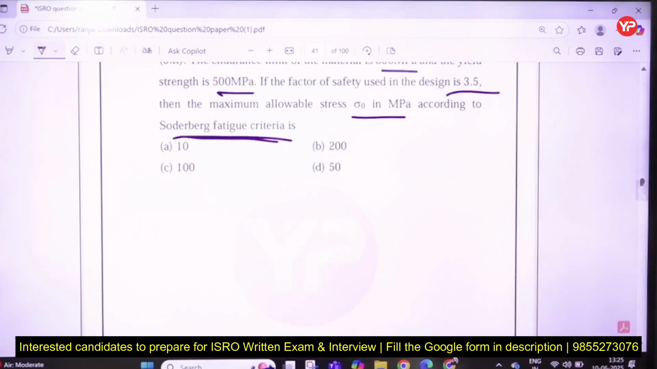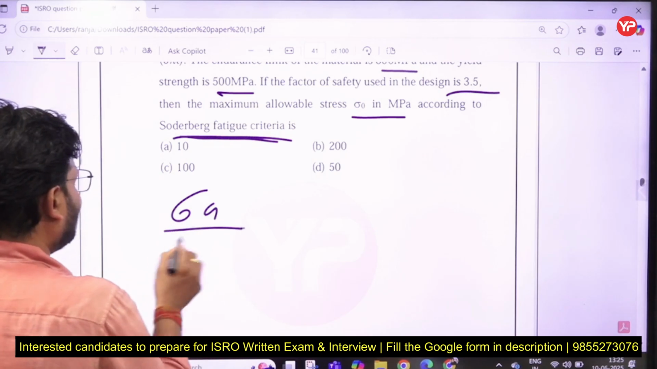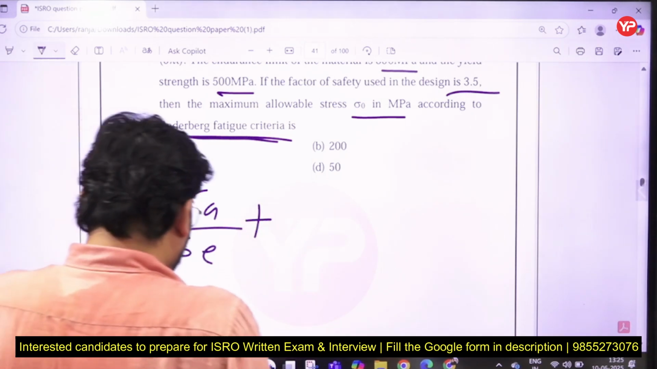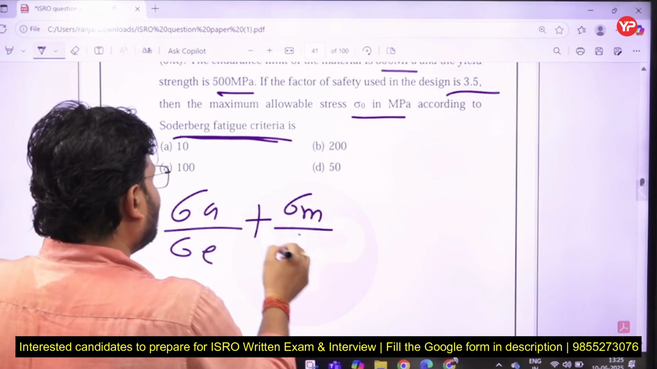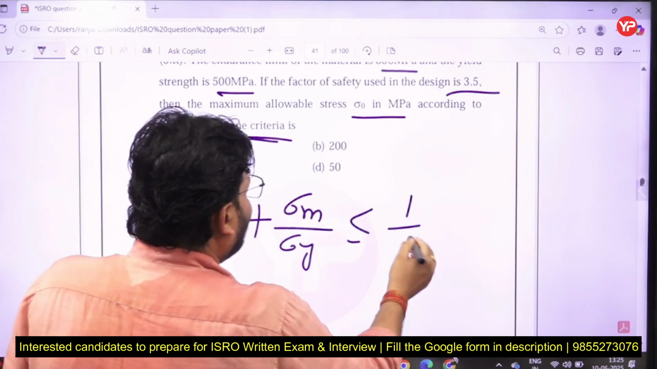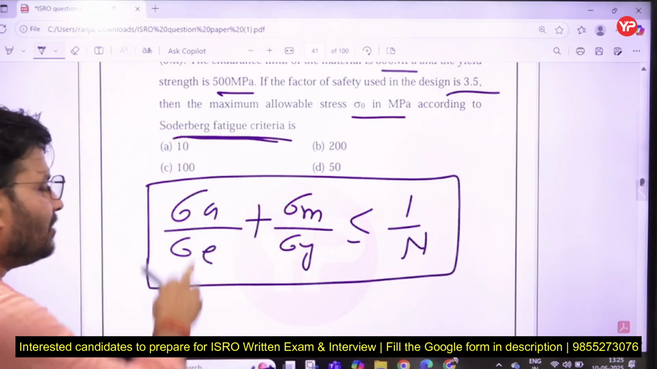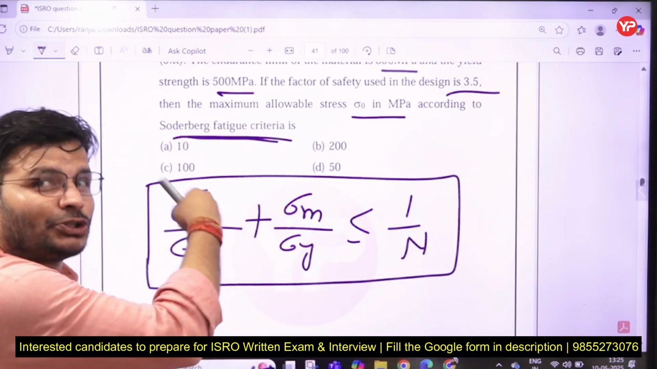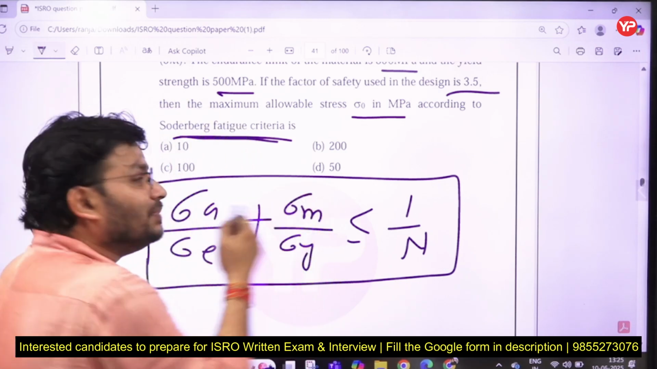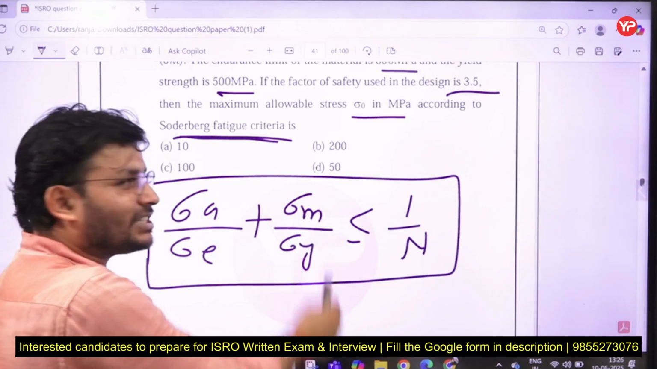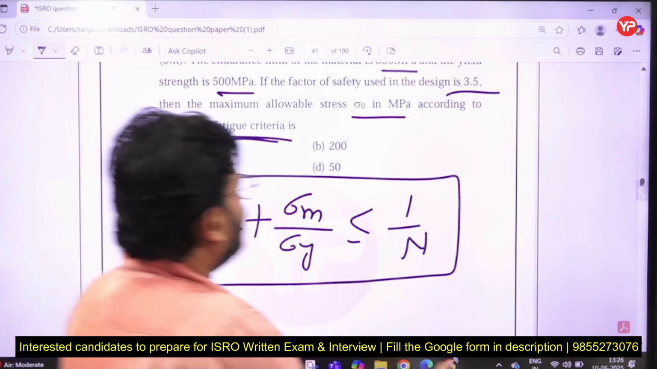So what is the Soderberg equation, my dear friends? If anyone remembers, try to remember. This is sigma A, amplitude of stress, upon sigma E endurance limit, plus sigma m, mean stress, upon sigma y yield strength, less than or equal to 1 upon n, where n is the factor of safety. That is the Soderberg equation, my dear friends. Always try to remember: sigma A is the amplitude stress, sigma E is the endurance limit, which is given in the question, sigma m is the mean stress, sigma y is the yield strength, and n is here the factor of safety. So read the question properly.